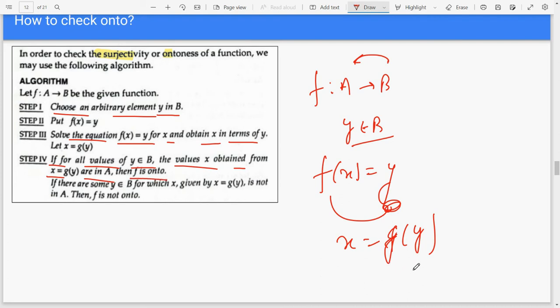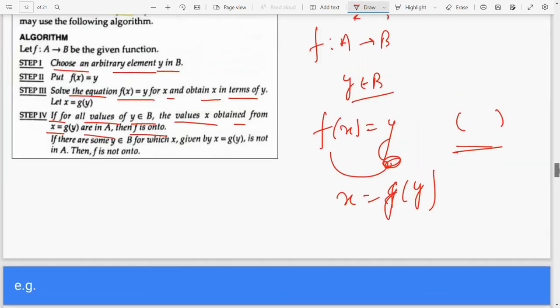Obviously, this will give you something in terms of y. And I think if you solve this particular part, you are going to get some interval or something like that. I think this should be clear with an example, so let's do this with an example.